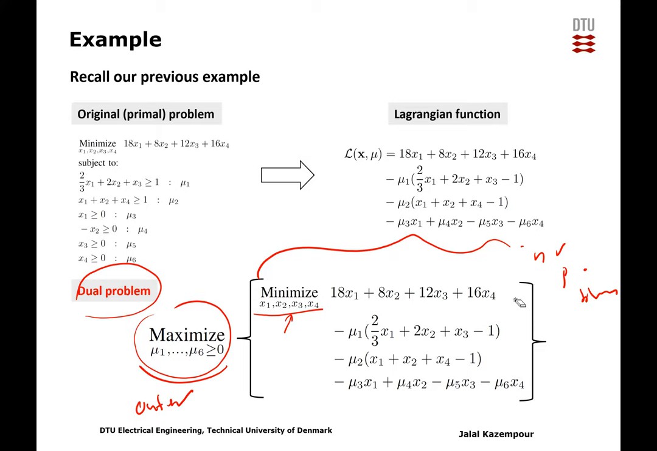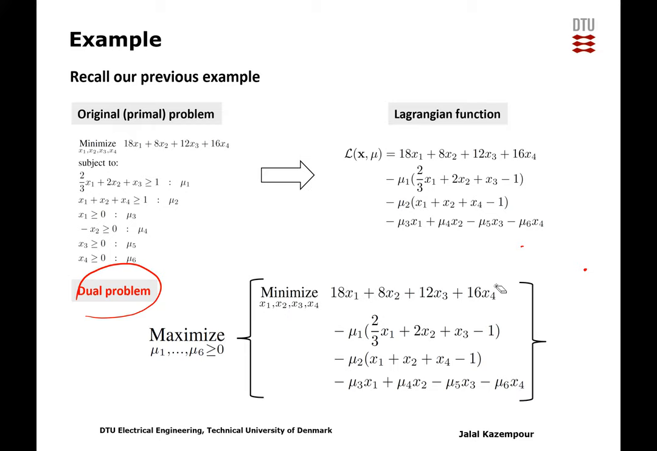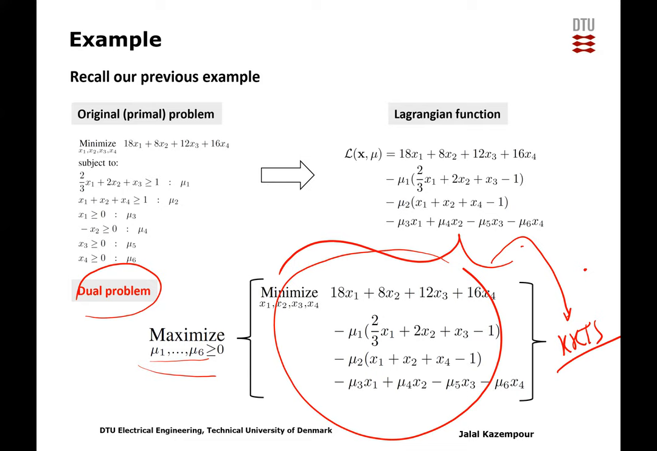Good. How can we solve this problem? Which problem should we solve first, the inner problem or the outer problem? Inner. First, we need to get rid of this minimization, so that what we have will only be maximized as a function of only the dual variables. How can we get rid of this minimization? Very good, Milad. We need to replace the minimization problem with its KKTs. If we replace the inner problem by its KKTs, then we will have only a maximization without this minimization.